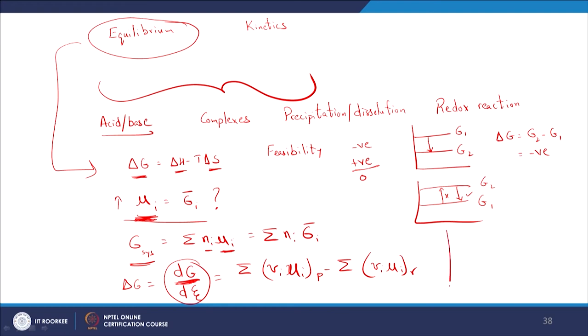When we drew the particular figure and looked at one schematic, this is the G of the system. When the slope, dG by d xi, is negative, the reaction is feasible, as in it can fall down from a higher energy state to a lower energy state. When the slope is equal to 0, we see that it is at equilibrium, and when it is positive, it cannot move up the ladder. So, not feasible there, feasible here, and so on. This is what we looked at.